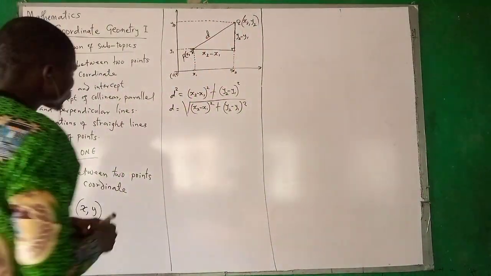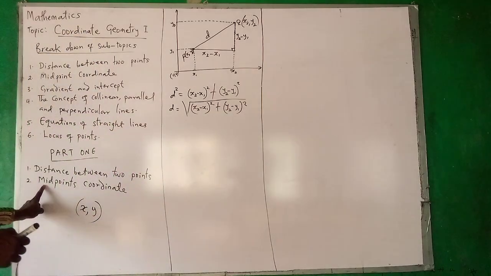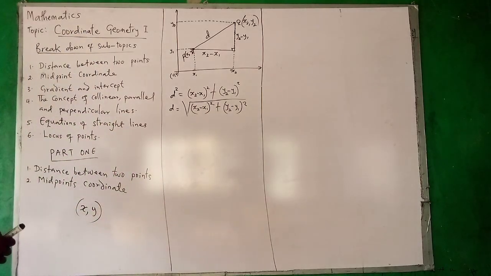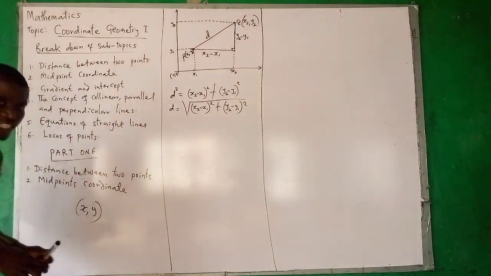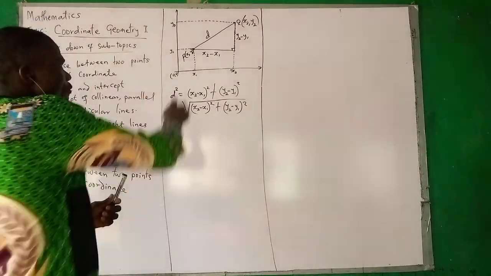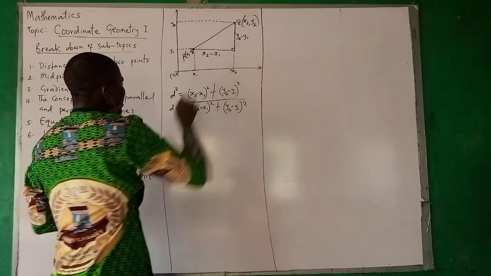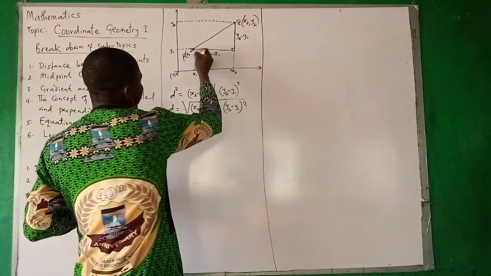Alright, now let's look at the next one, midpoint coordinate. Midpoint coordinate means middle point coordinate. That's the meaning. So now, if you look at this distance, let's get the middle point of this PQ.